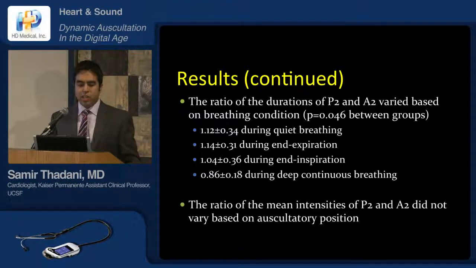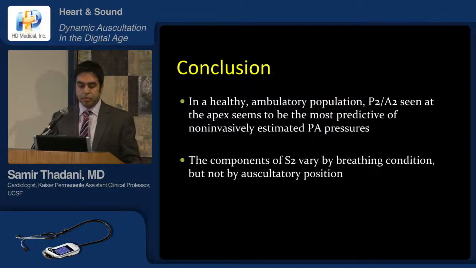So then looking at the ratio of the duration of P2 and A2, depending on breathing condition, there was actually a difference between the groups when you separated quiet breathing from end expiration and inspiration and deep continuous breathing, that changed the ratio. However, the ratio of these intensities did not vary based on the position of where you auscultated. And so the conclusion of this pilot study was that in a healthy ambulatory population, the P2 to A2 ratio seen at the apex seems to be the most predictive of non-invasively estimated PA pressures. The components of S2 vary by breathing condition, but not by auscultatory position.